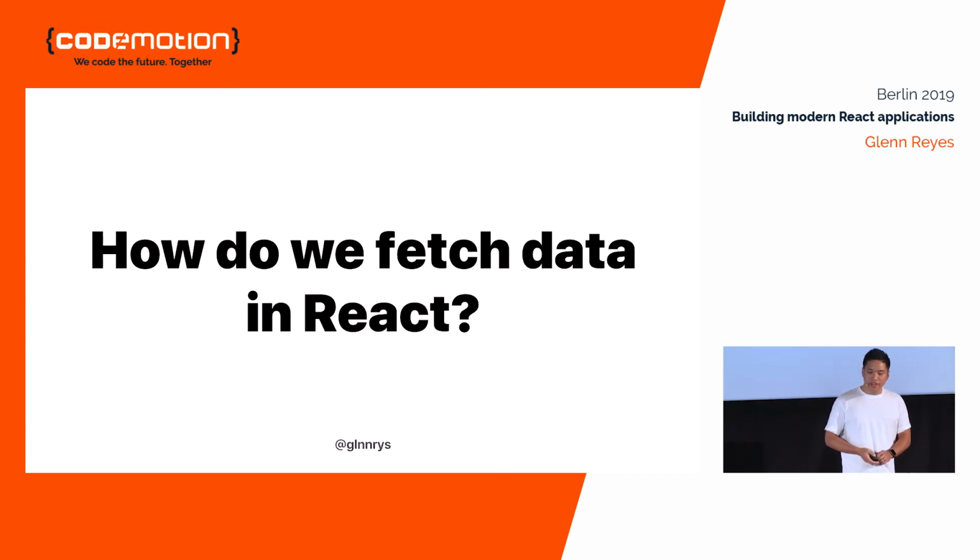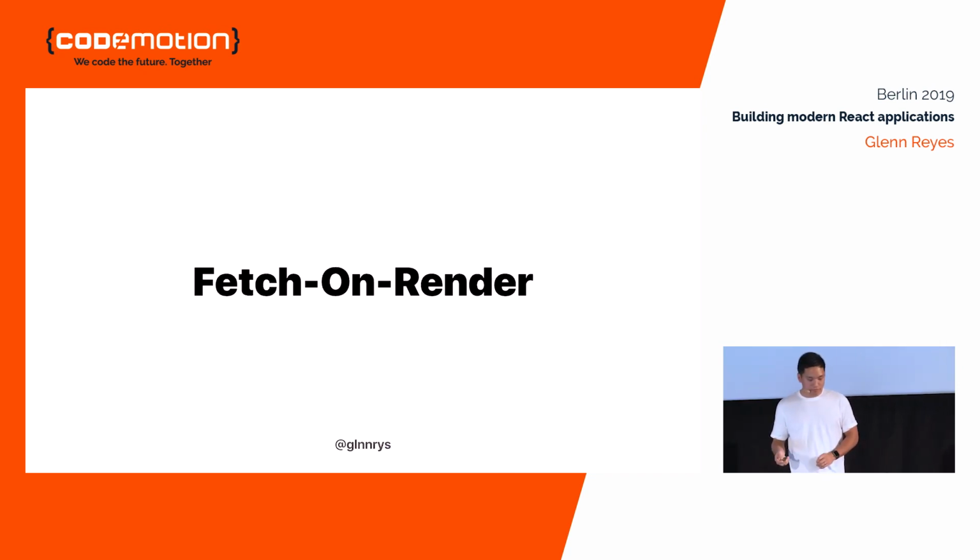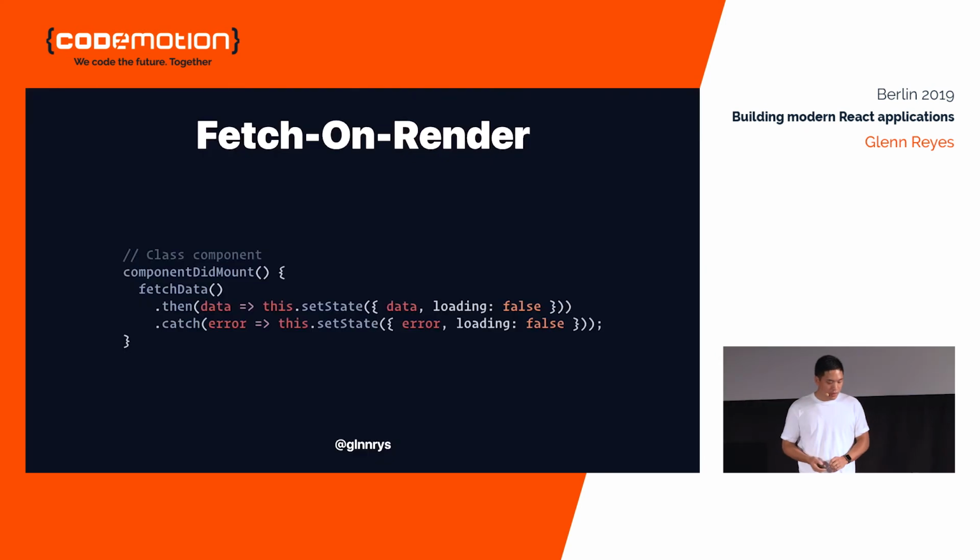Now, how do we fetch data in React? There are three approaches to achieve that. One is fetch and render. In fetch and render, we start by calling fetch inside our componentDidMount lifecycle hook, for example.